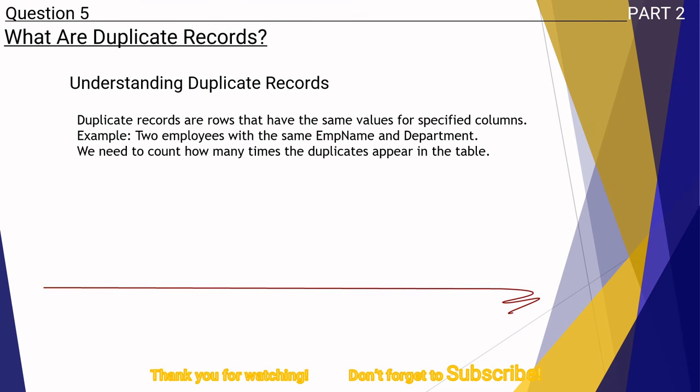Duplicate records are rows in the table that have the same values in one or more columns. For example, 2 employees may have the same name and department, and we want to know how many such duplicates exist.